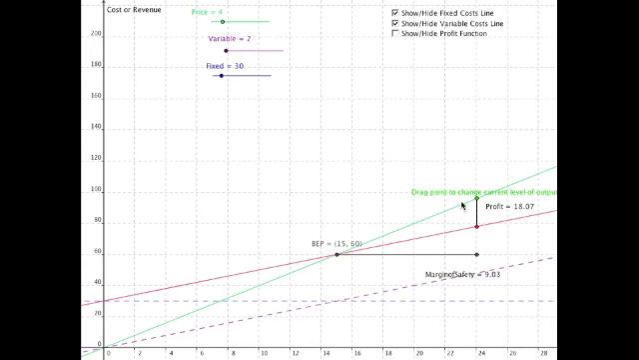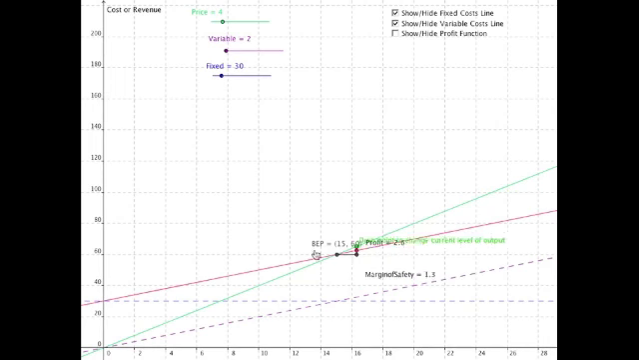When the margin of safety is positive, it is expected that the organization will generate a profit, since the total revenue is greater than the total costs. However, if the margin of safety is negative, it is expected that the organization will encounter a loss, since the total revenue is less than the total costs.